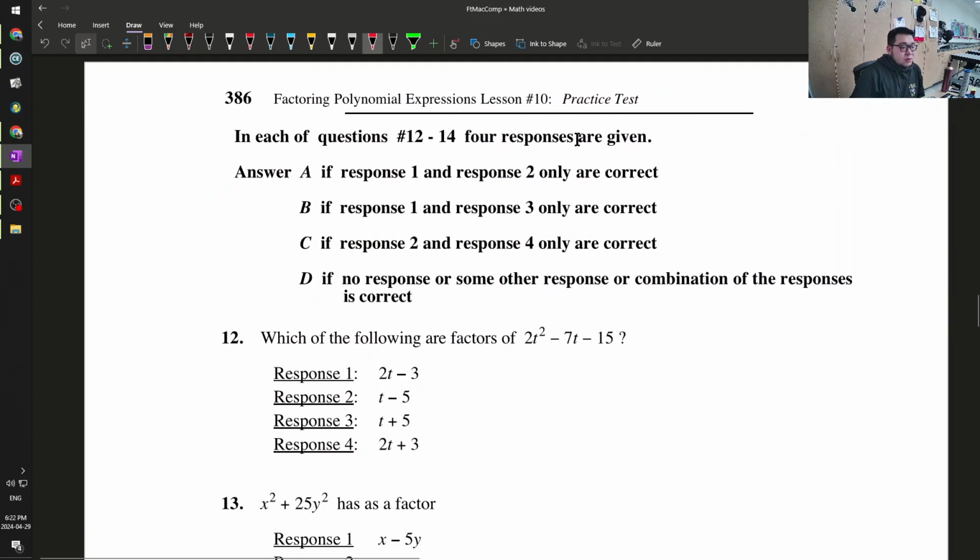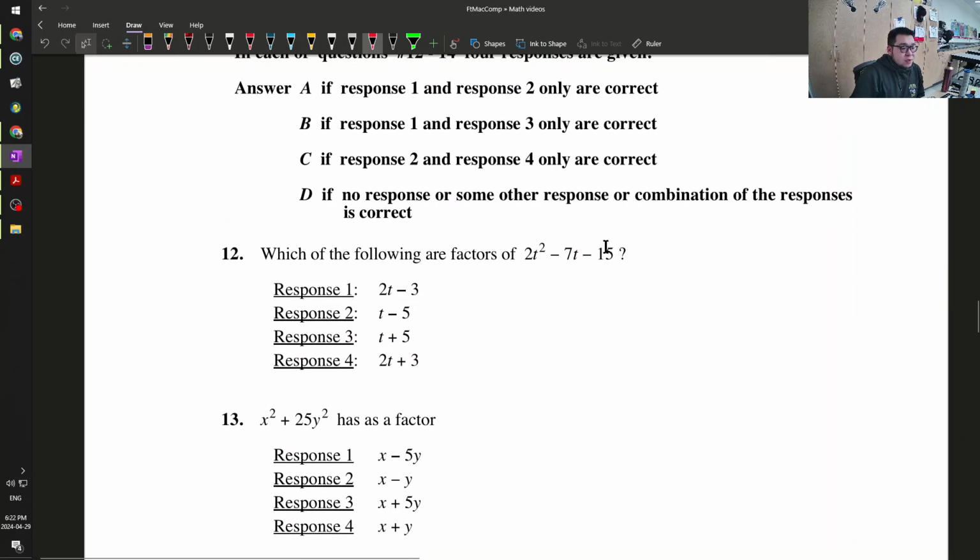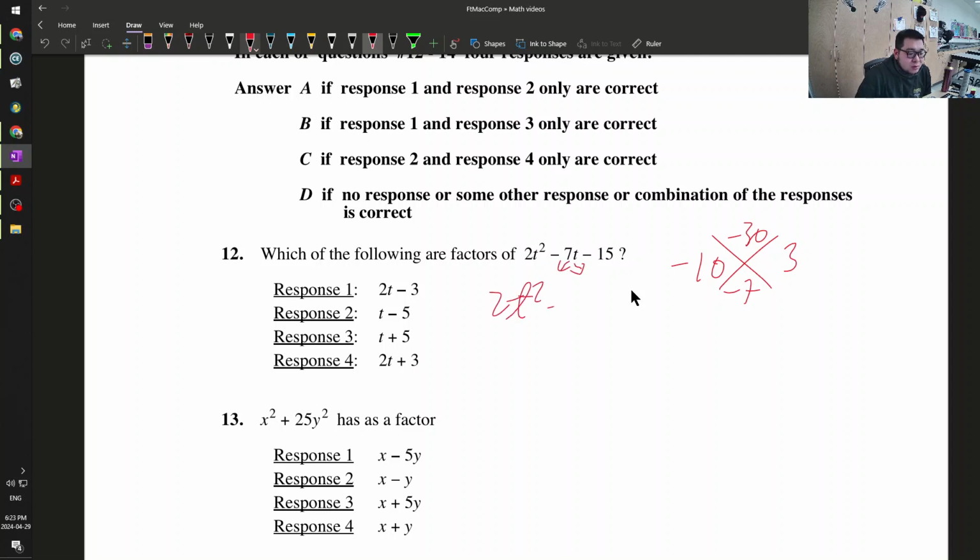Okay, in each of the questions, 4 responses are given. This is just a factor question. 2 times negative 15, so we use decomp, negative 30, negative 7. What times what is negative 30 and adds to negative 7? We have 10 and 3. 10 is negative, so we have decomp 2t squared minus 10t plus 3t minus 15.